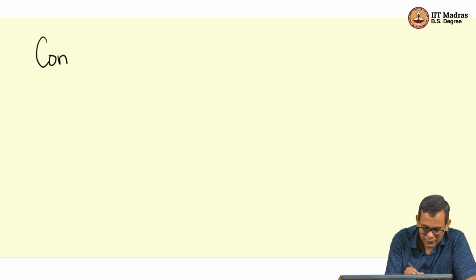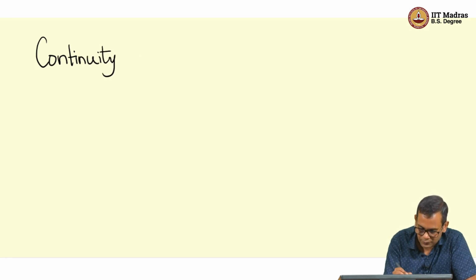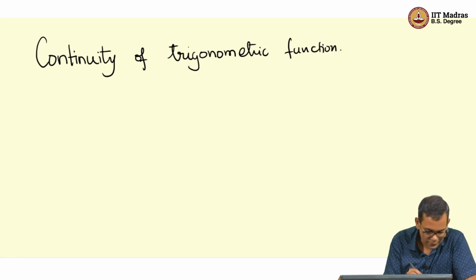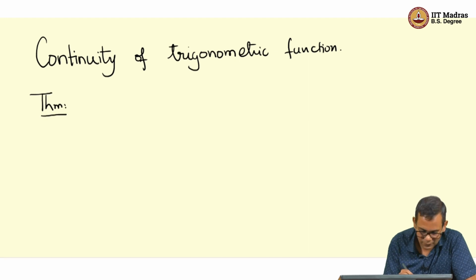Let us look at limits and continuity of some trigonometric functions. So, I will start by showing that the trigonometric functions sine and cosine are continuous. The first step is to show that the sine function is continuous at x equals 0.